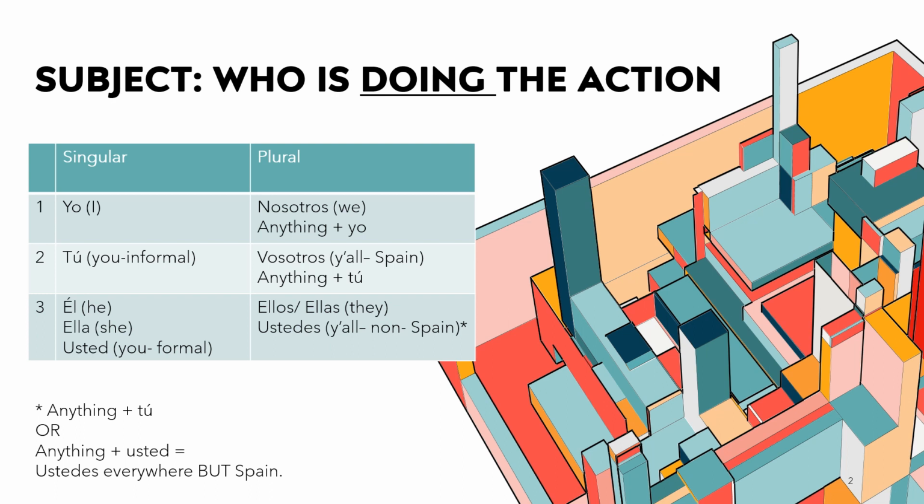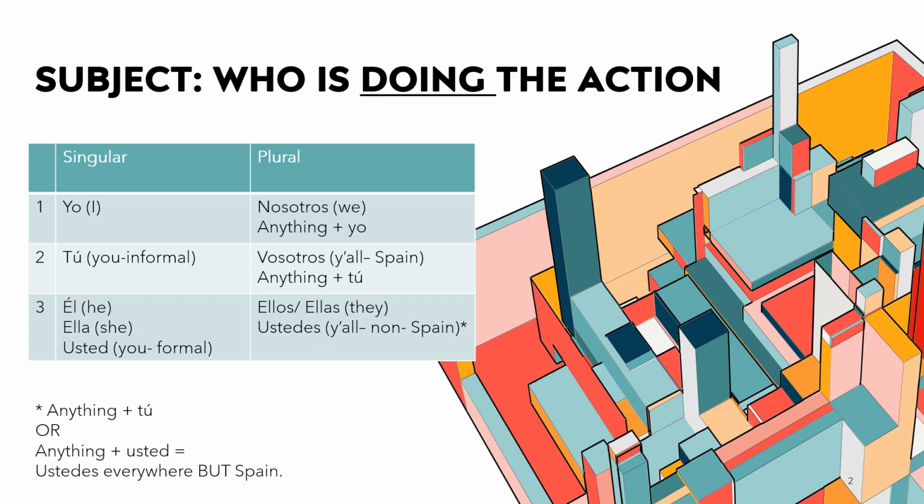The next person over, second person, is the person I'm talking directly to, with the exception of usted or ustedes, which is that formal you or the y'all everywhere but Spain. The second person is who I'm talking directly to. Third person is everything else in the world. It's he, she. Of course, like we said, we have that formal you under there, usted. But anything that you can possibly think of is going to go into that third person.